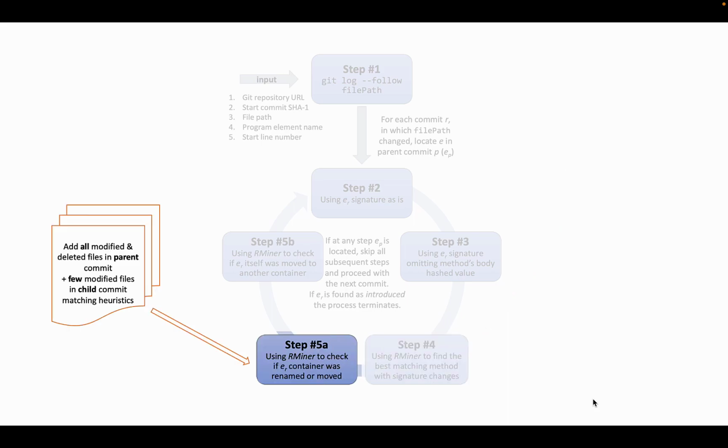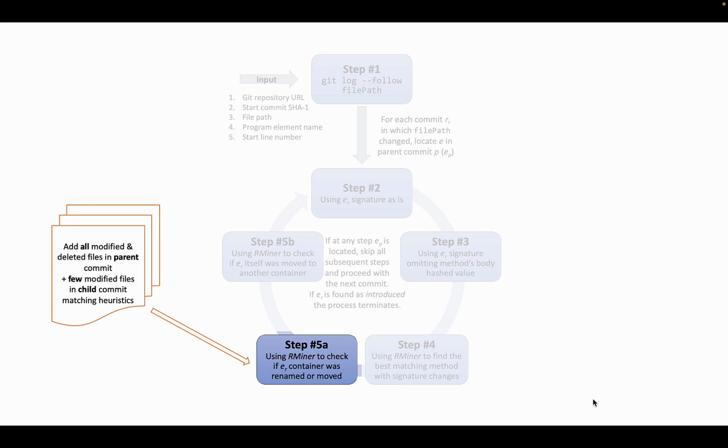So now in the original partial models, we add all modified and deleted files in the parent commit. And we also add a few modified files in the child commit that match some heuristics which need to be checked in order to support the cases where the program element is either extracted to a new class or is copied to a new class.